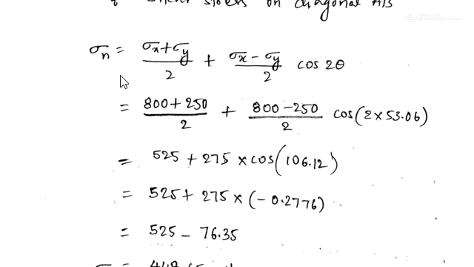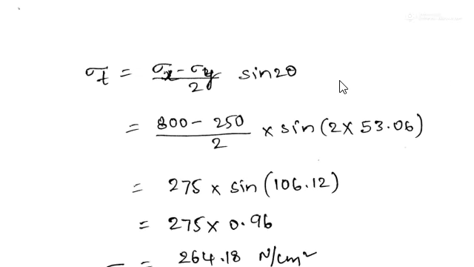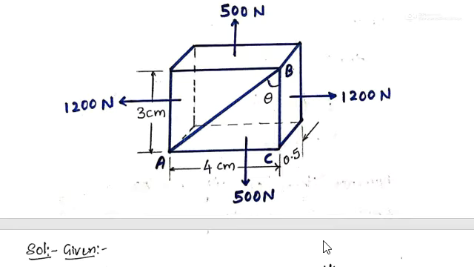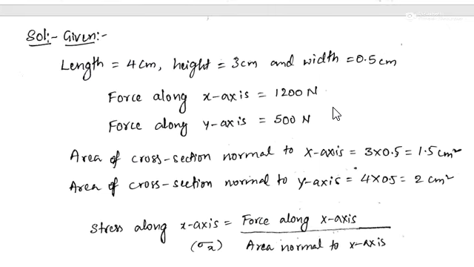Why? Because the formulas of normal and shear stresses on the oblique plane contain sigma x and sigma y and cos theta. So here we have to find out sigma x and sigma y and theta values, and the shear stress formula also contains sigma x, sigma y and theta. So for that reason we are supposed to find out stress in x and y direction and this theta value.